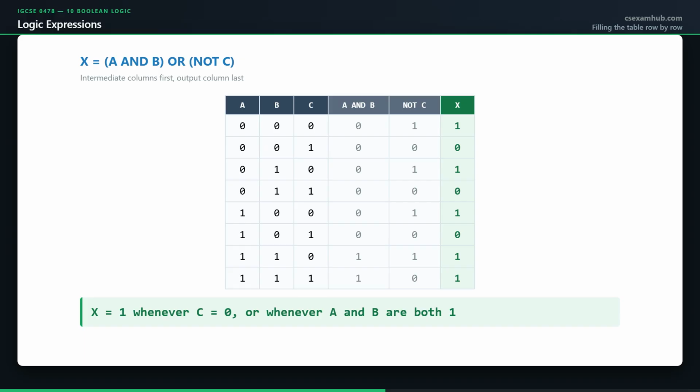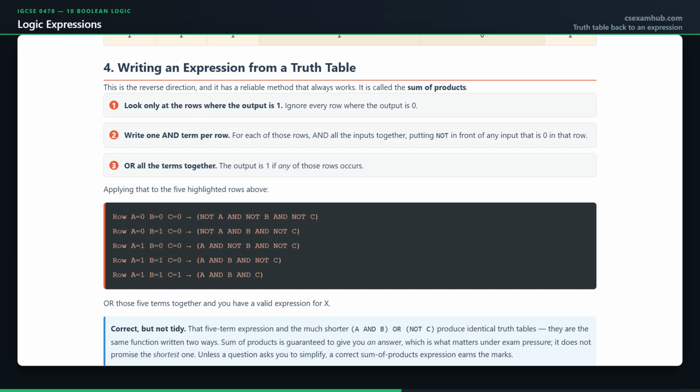Now look down that output column. X is 1 whenever C is 0, and also whenever A and B are both 1. That is the expression, read straight back off the table. Going the other way, table to expression, has a method that always works called the sum of products.